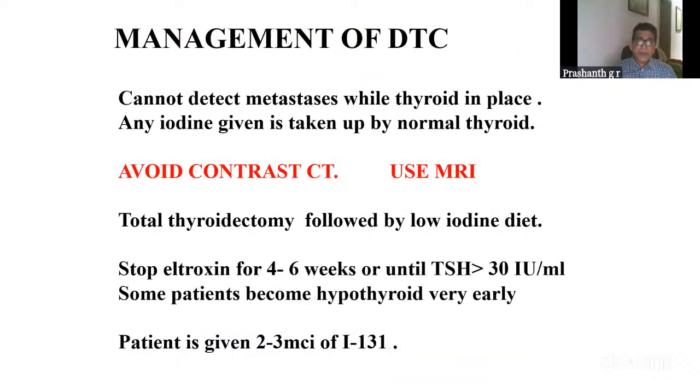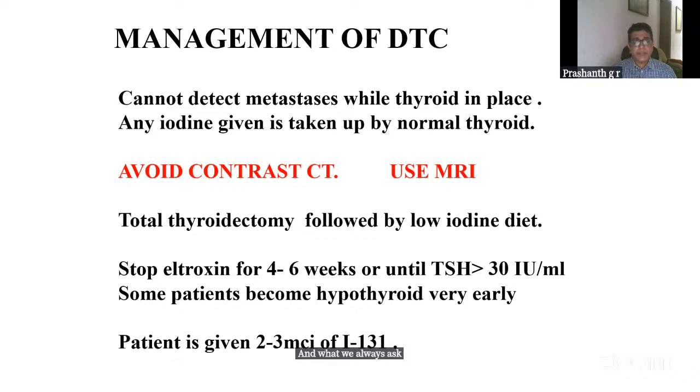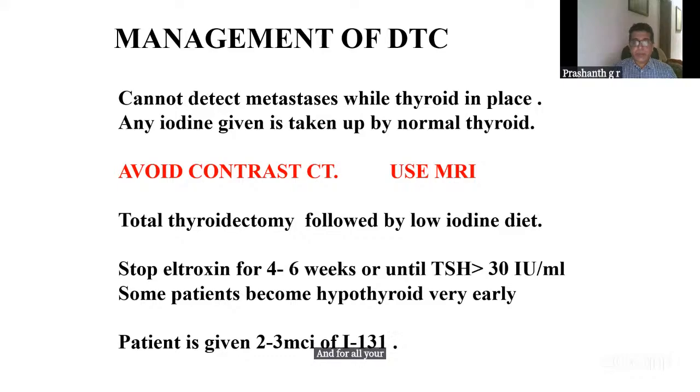So like I told you, why do we require a near total or a total thyroidectomy? Because any native thyroid tissue will impair iodine uptake by the malignancy. And what we always ask our referring physicians to remember is, if any imaging is required, please avoid CT contrast, because CT contrast is iodinated and it can interfere with the subsequent diagnosis and treatment of these patients for weeks to months. So if at all any imaging is to be considered, please consider MR or MR with contrast. And for all your patients, we do ask them to be on a low iodine diet.